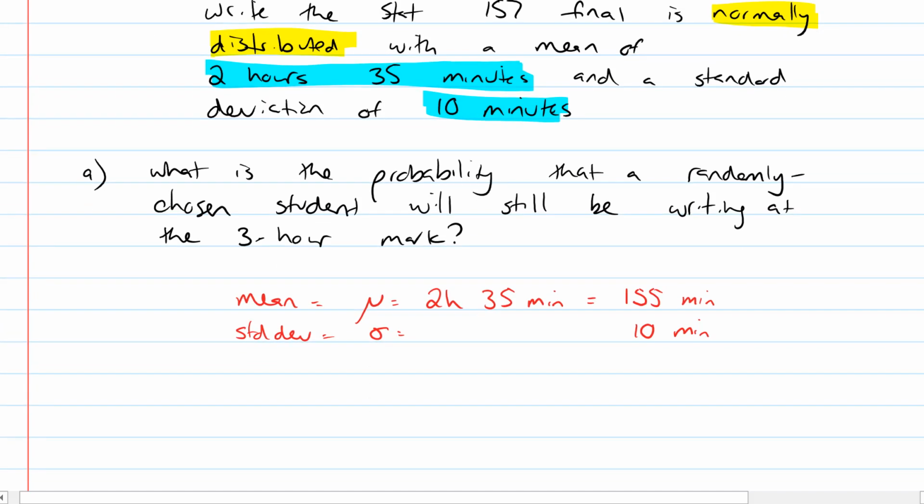And then our x value here is equal to 3 hours, and that's 180 minutes. Now notice here that we're given x and we're asked to calculate a probability. So given the 3-hour mark, that's x, and we're asked to calculate a probability.